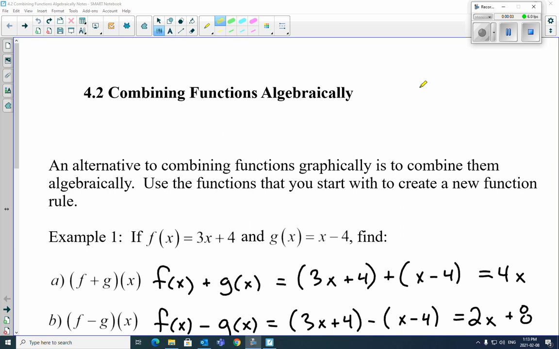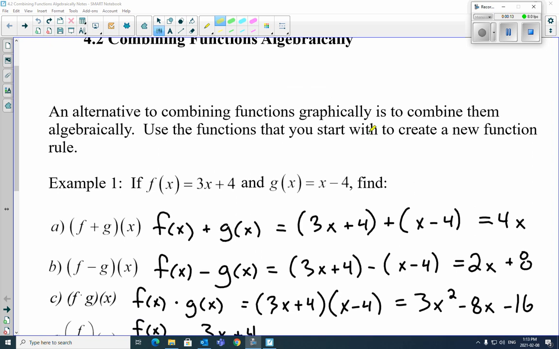4.2, combining functions algebraically. So we talked about in 4.1 how to do it graphically, and then I kind of showed you that's most of the algebraic way. An algebraic way is just actually way easier. So let's say you start with two functions. You got f of x equals 3x plus 4, and you have g of x equals x minus 4.